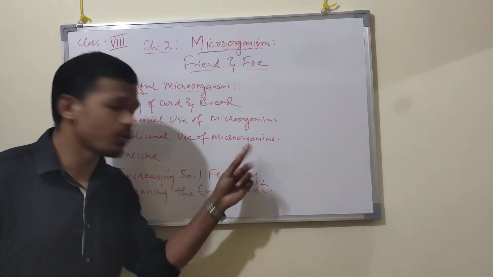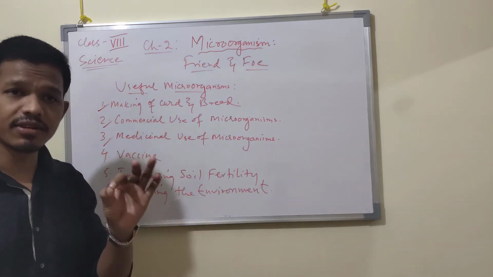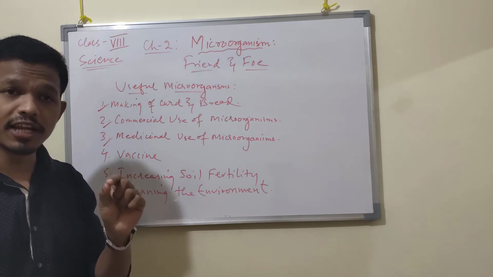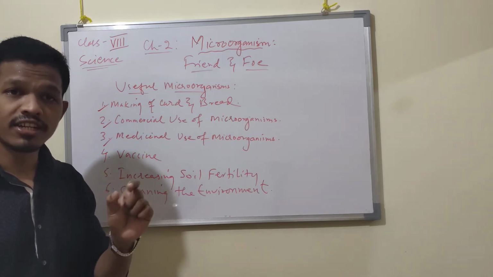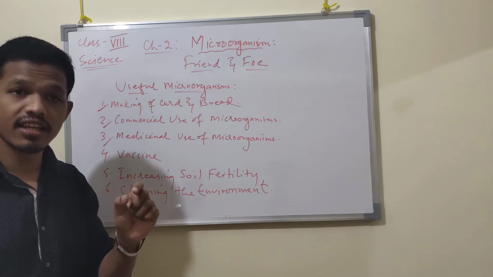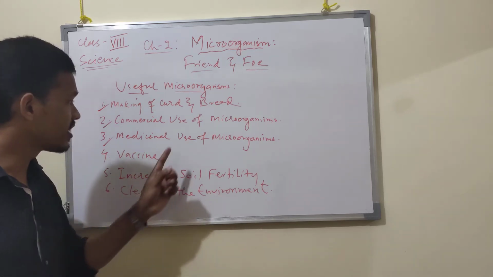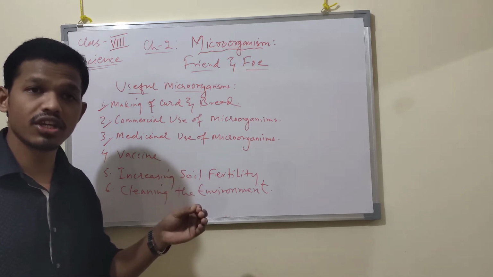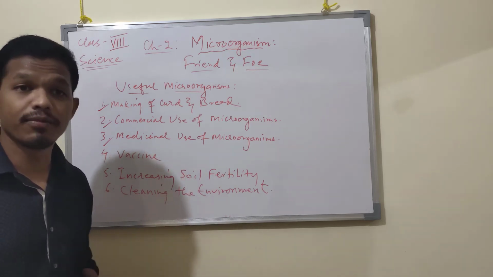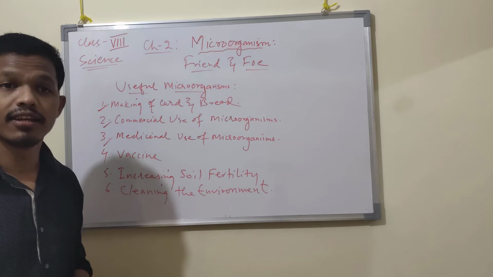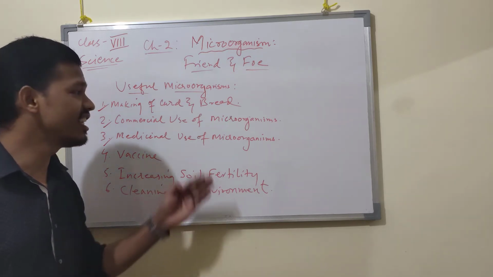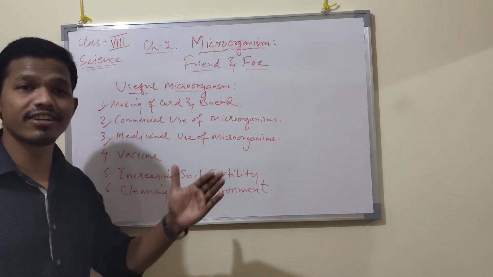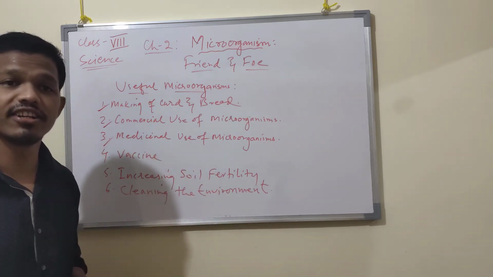In medicinal use of microorganisms, we study certain types of antibiotics, that is medicine, that is streptomycin, tetracycline and erythromycin. These are the antibiotics which can be injected in any person's body and directly the person can be cured of the diseases. That is directly used. These antibiotics we can directly use for curing diseases.